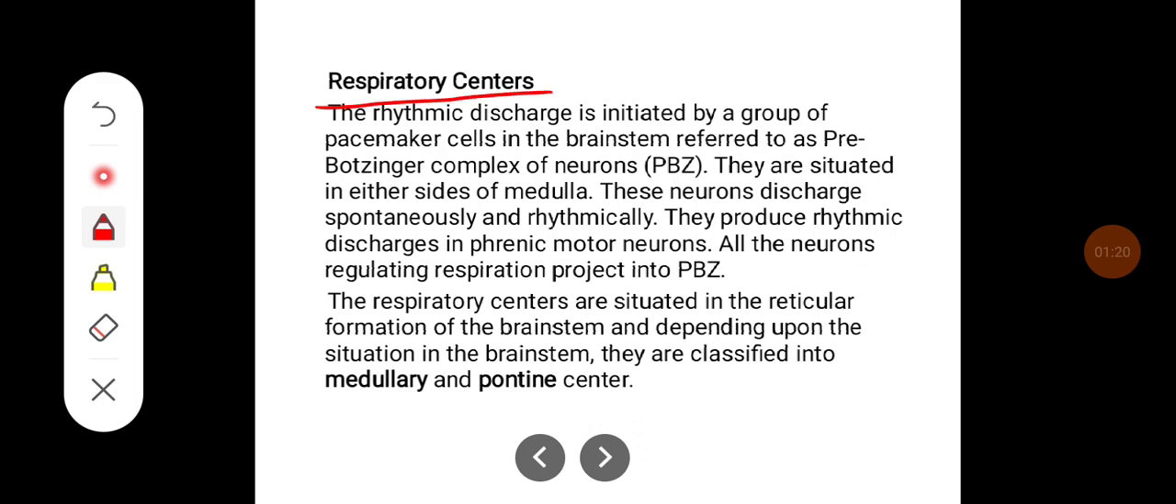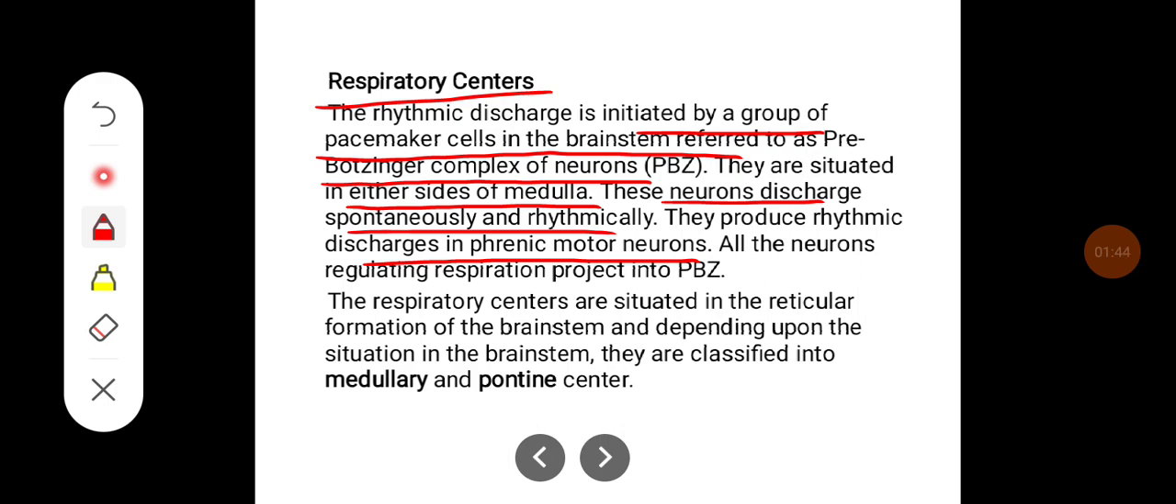Respiratory centers. The rhythmic discharge is initiated by a group of pacemaker cells in the brainstem referred to as the pre-Botzinger complex of neurons, PBZ. They are situated on either side of the medulla. These neurons discharge spontaneously and rhythmically. They produce rhythmic discharges in phrenic motor neurons. All the neurons regulating respiration project into the PBZ.